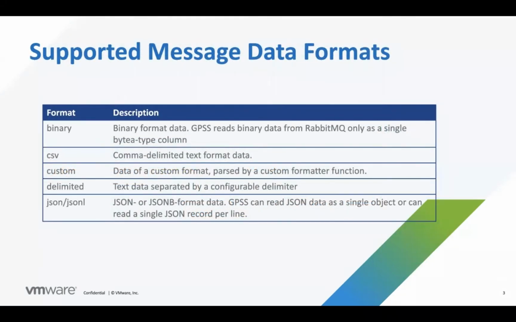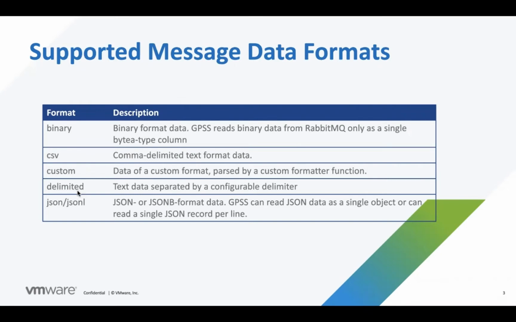GPSS supports RabbitMQ message value data in the following formats. Binary: GPSS reads binary data from RabbitMQ only as a single byte array type column. GPSS also supports comma-delimited text format data. You can use custom format if the data needs to be parsed by a custom formatter function.